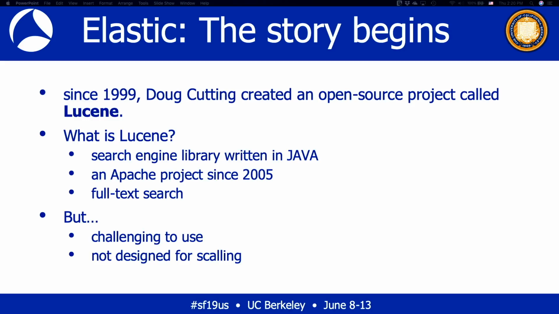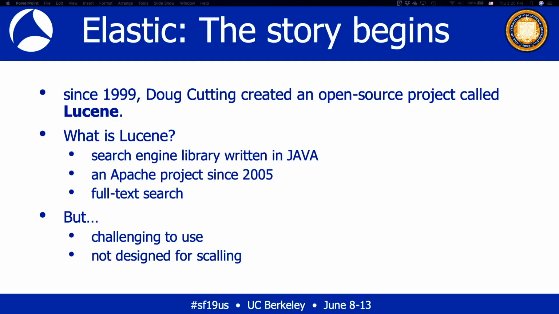Elasticsearch begins with a project called Lucene. The backbone of Elasticsearch is Lucene. It's a search engine. Okay, it's not a search engine, it's a storage library, written in Java. Apache started the project in 2005.